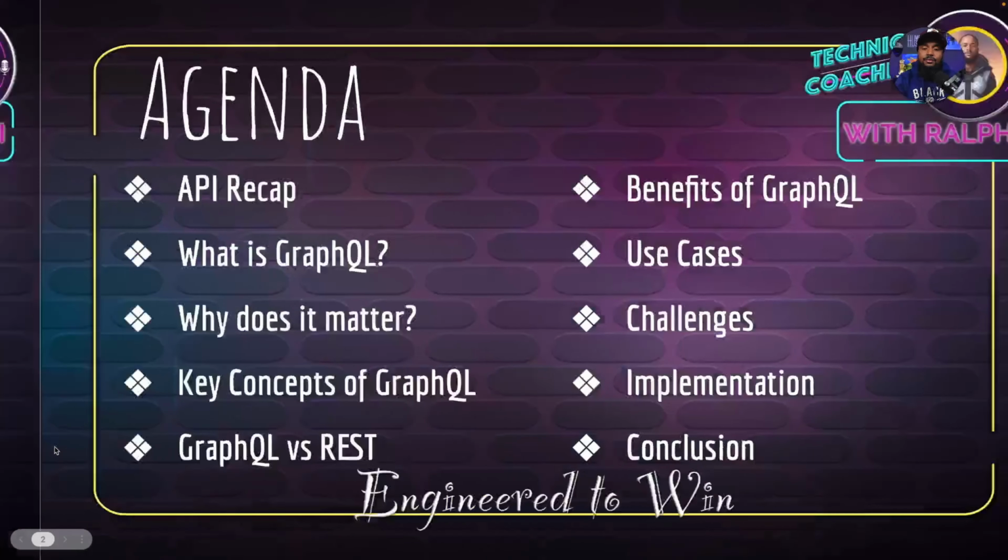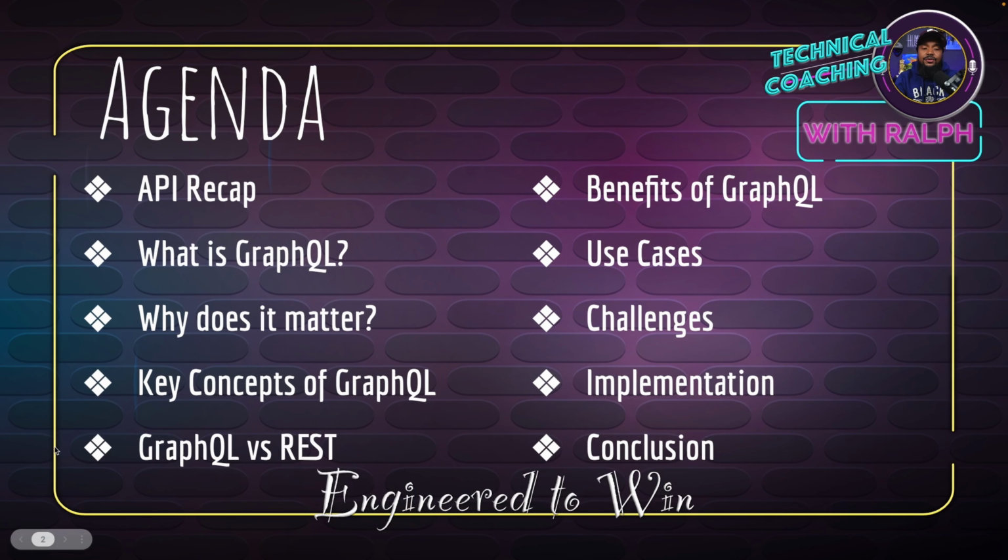All right. So our agenda for today, we're going to have a quick recap of APIs, and then we're going to find out what GraphQL is. We're going to talk about why GraphQL matters, the key concepts of GraphQL, how GraphQL lines up against REST, and then the benefits of using GraphQL, some use cases, some challenges, talk about implementation of GraphQL, and then we're going to wrap it up with our conclusion.